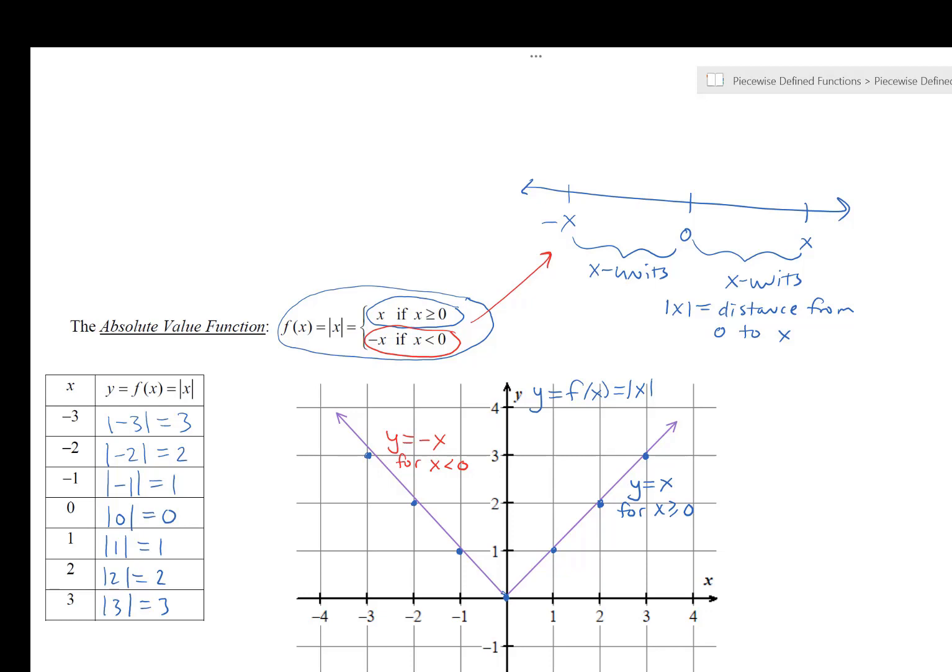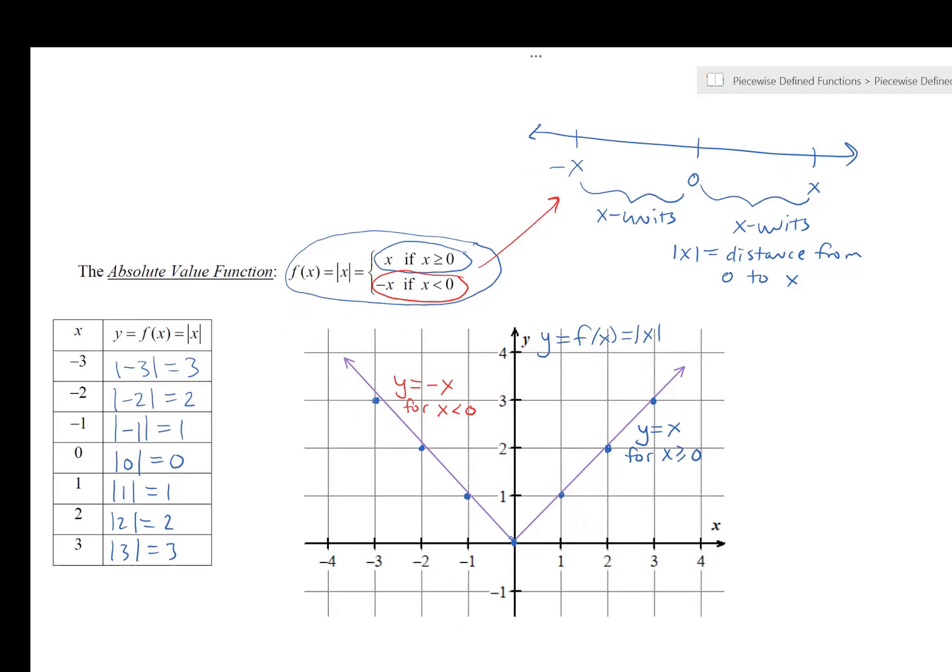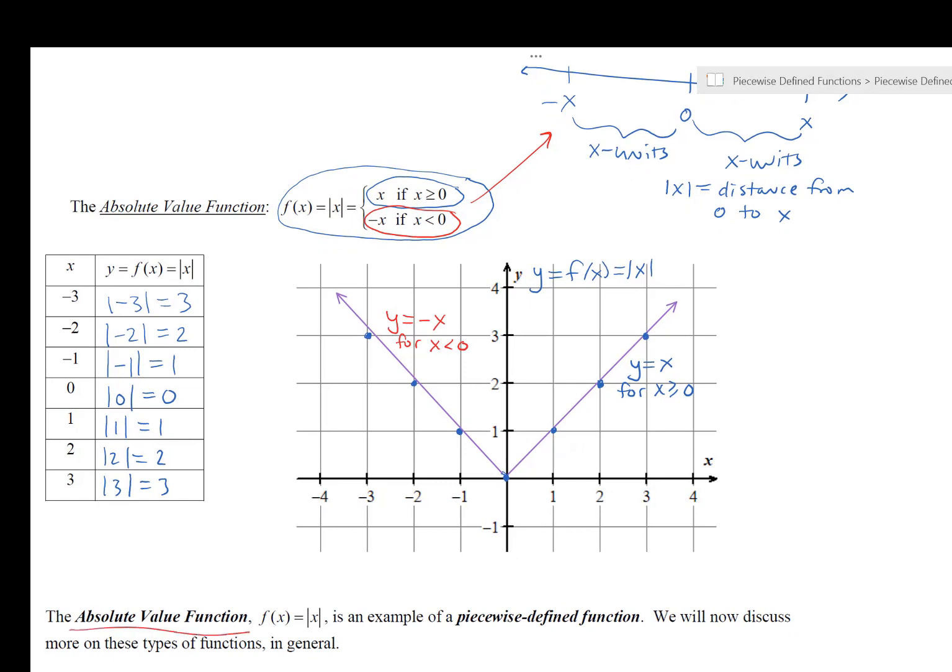So we actually have this one single function here, the absolute value function, and it is defined by different rules depending on which value of x you plug into the function. It's an elementary function, and it helps to give us a little intro into the overall general discussion about piecewise functions. So this absolute value function, what we just looked at, is an example of what we generally call a piecewise defined function. So now we're going to look at what that is in general.